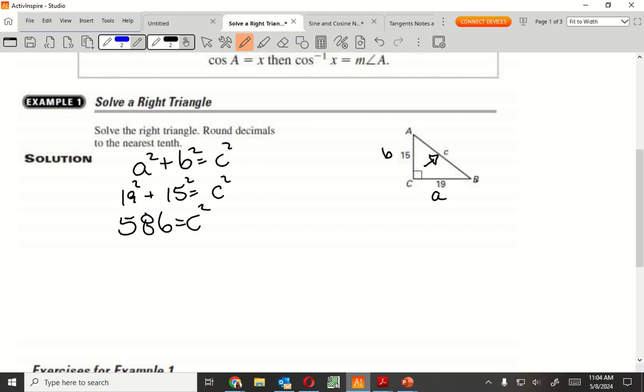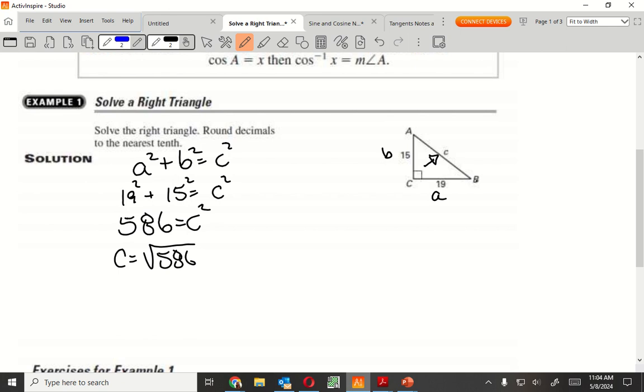So right here, how do I undo a square? How do I undo a square? Oh, the square root. Very good. Square root. So I'm going to square root both sides. So c equals the square root of 586.